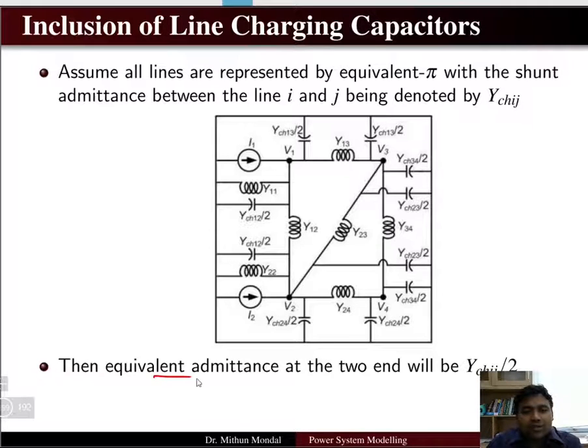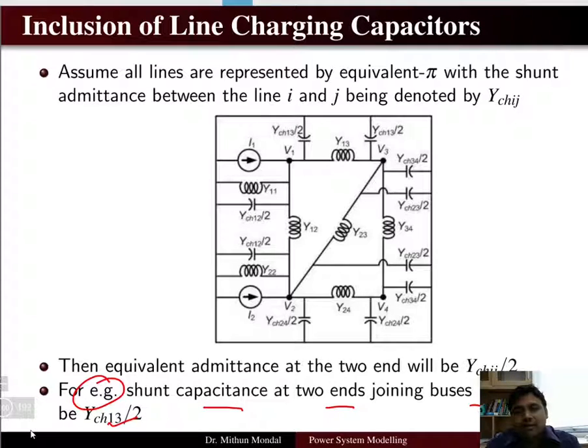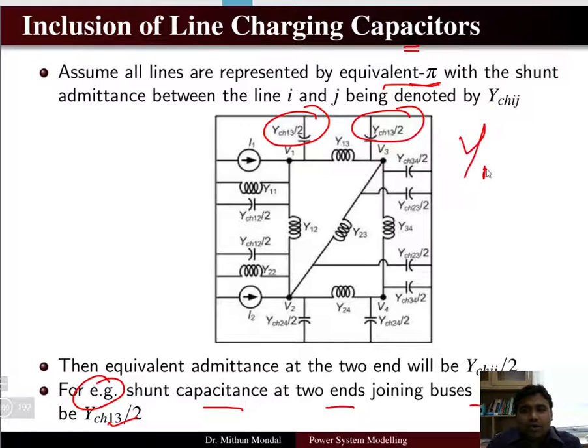Then the equivalent admittance at the two ends will be half of the total admittance, and the shunt capacitance at the two ends joining buses 1 and 3 will be YCH13 by 2. This is an example we have seen. In this way, whenever we have a capacitor, we can connect it in the form of admittance to form a pi model. Now we have to obtain the Y bus of this network.